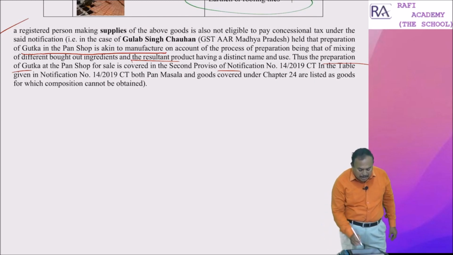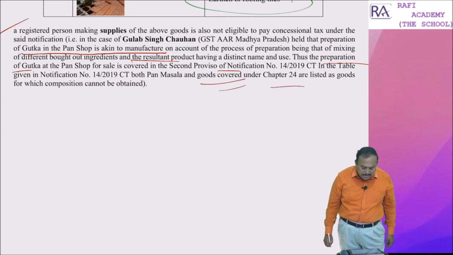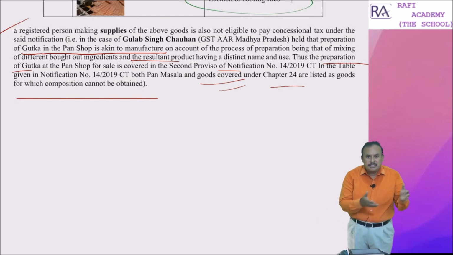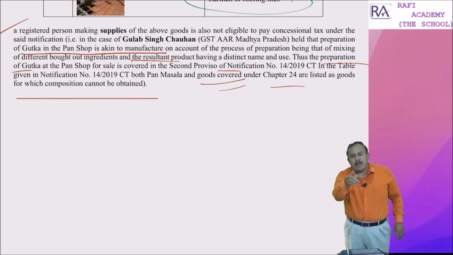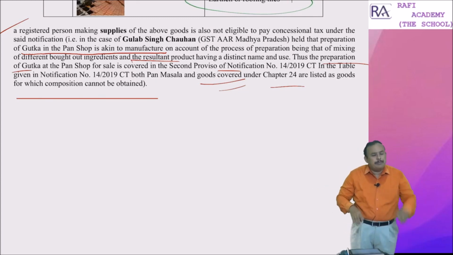Thereby, both pan masala and goods covered under Chapter 24 are listed as goods for which the composition scheme cannot be obtained. A pan shop owner buying various types of betel nuts and the ingredients to make pan masala, it becomes a new product, which is a manufacture. So a pan masala shop owner is not eligible for the composition scheme.